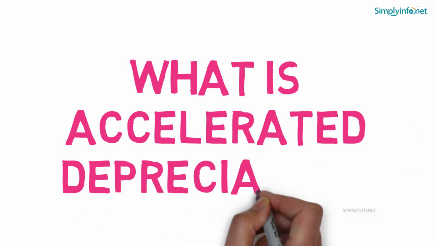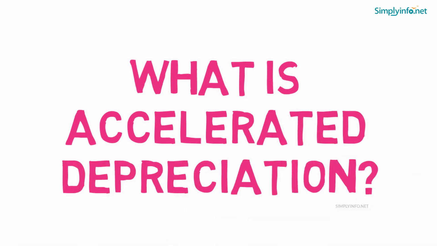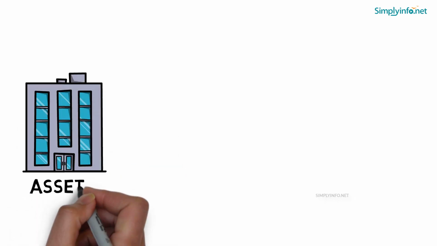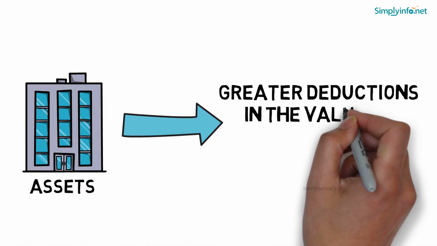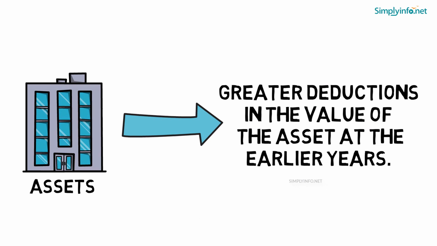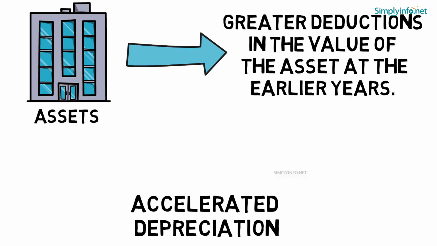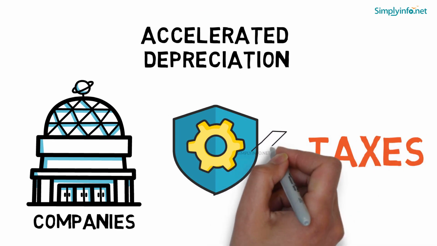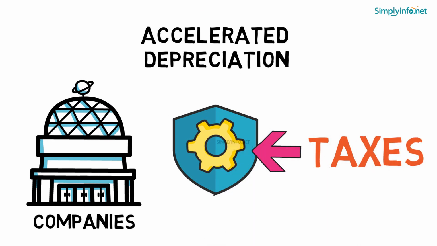What is accelerated depreciation? Accelerated depreciation is a depreciation method that allows greater deductions in the value of the asset at the earlier years. Accelerated depreciation helps companies shield incomes from taxes, as the higher the depreciation expense, lower the net income.